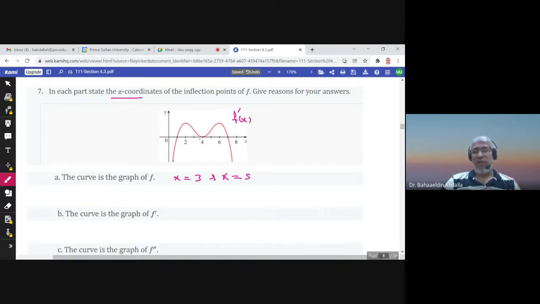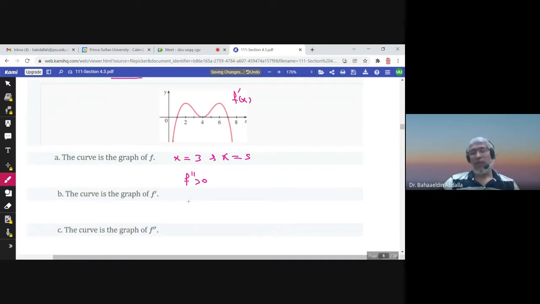Oh, so this is not the graph of f anymore. So if it is concave down from here to here, that's f prime, not f. All right. So how to find information about concavity from f prime? Let us think. Now we know that when f double prime is positive, then f is concave up. And when f double prime is negative, f is concave down.